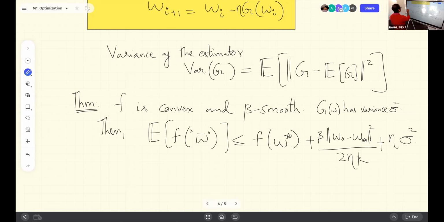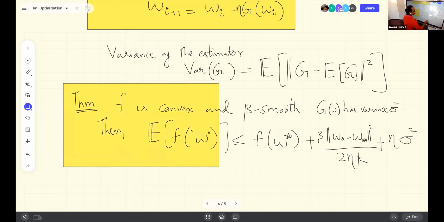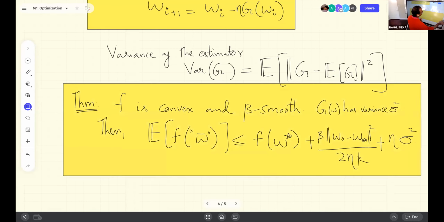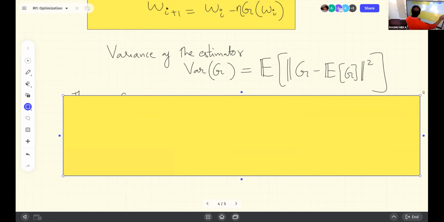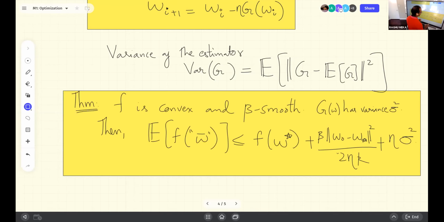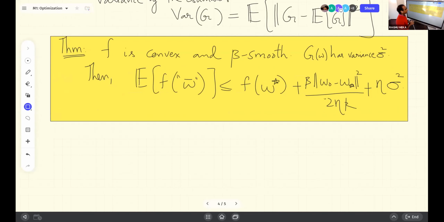Right, so in some sense, if I put the variance to be 0, I recover the guarantee of the usual gradient descent. Okay, so if I have 0 variance, then I get the same exact guarantee as gradient descent, which makes sense.